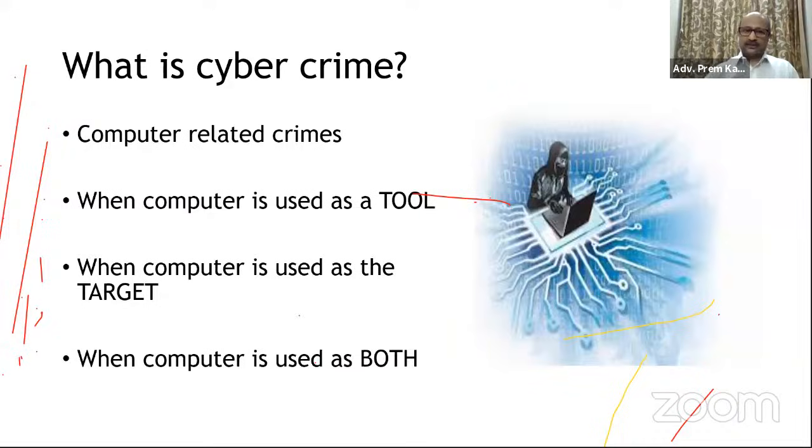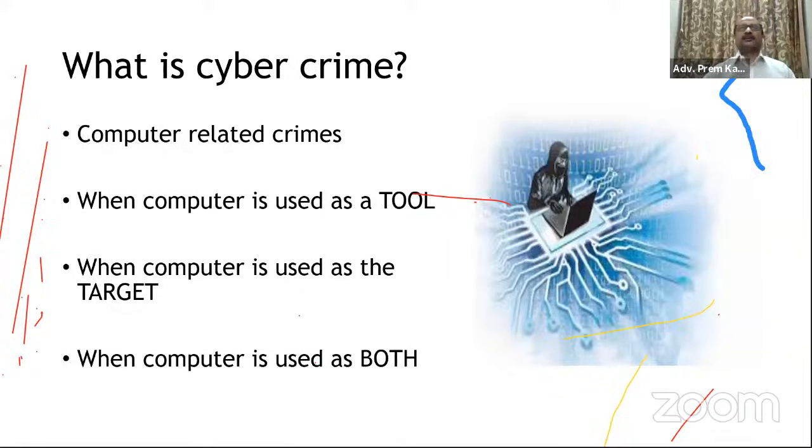It could also be where the computer is used as a target. So it could be from a computer to a target, or it could be just from an attack, even physically, to a computer, which could be a target. There could be a third scenario where the computer can be used as a tool as well as a target. We'll try to discuss instances where this could happen as we go through.